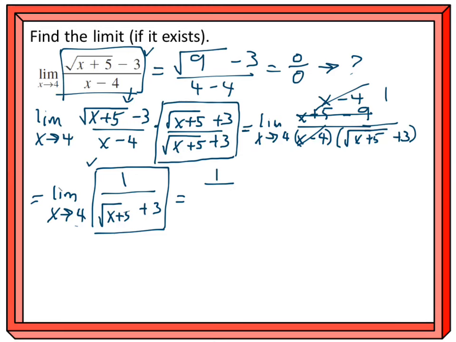We got 1 over the square root of, we have 4 plus 5, it's going to be 9, plus 3, that's a 3 plus 3, which is 1/6.